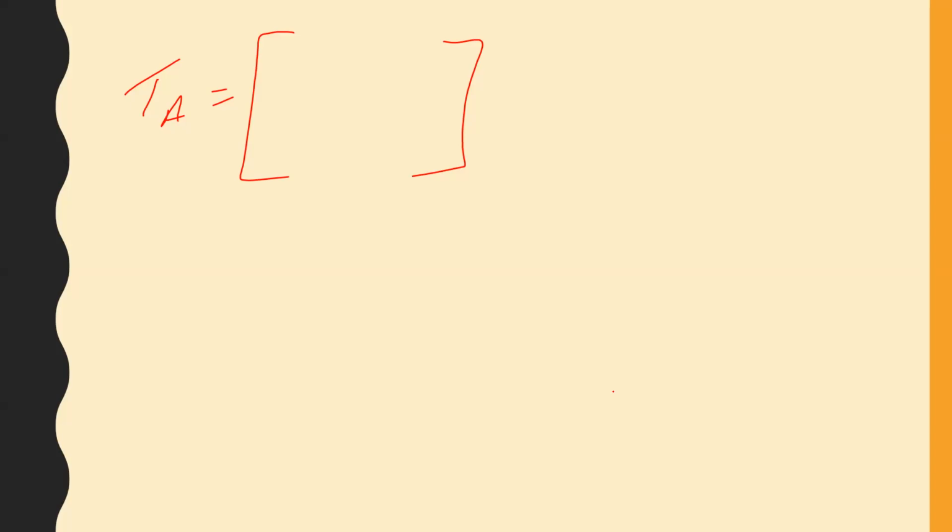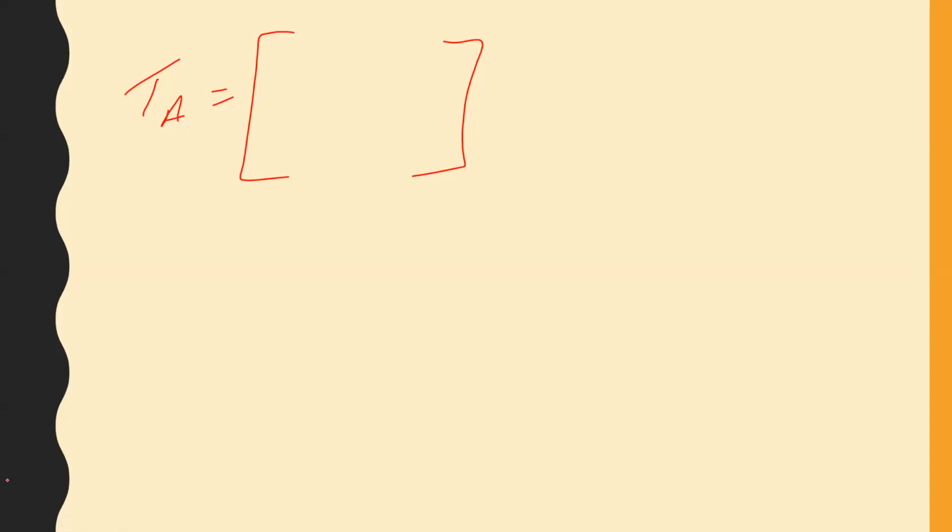Z11 over Z21, delta Z over Z21. So you're dividing through by Z21, yes? Yes, sir. And you have Z11, delta Z, Z22, and 1. Yes, sir. Good.